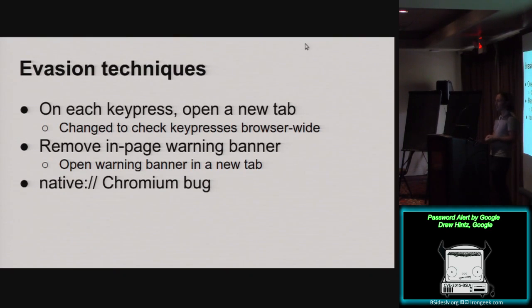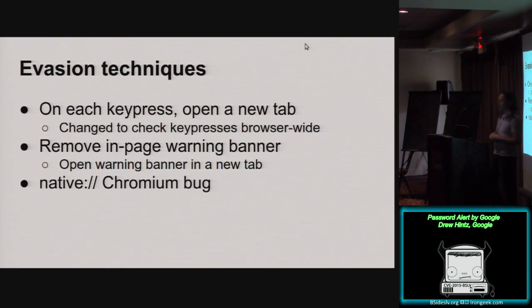So one evasion technique is that, say, every time that you type a key press on the web page, go ahead and open a new tab and switch to that new tab. And this exploited the fact that we were saving the keystroke buffer per tab. And so if there's a new tab, all of a sudden there's a new keystroke buffer of these keystrokes. So we fixed this by, instead of doing it per tab, doing it per browser. And that way, the user's only typing in one browser at a time, so it seems to work pretty well.